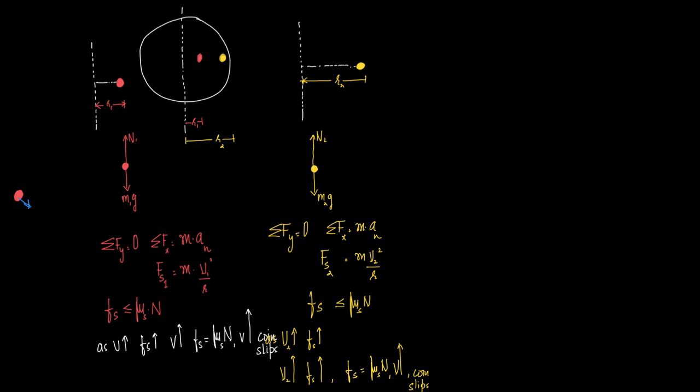Okay, earlier we were discussing one circular disc and one coin on it, right? In this case, I have taken one circular disc and two coins. One coin is at a distance r1, the other coin is at a distance r2, from the center of the table. All right, so we have r1 and r2.